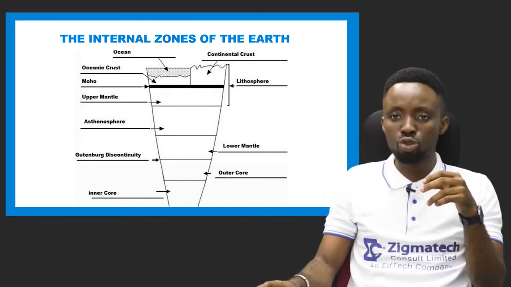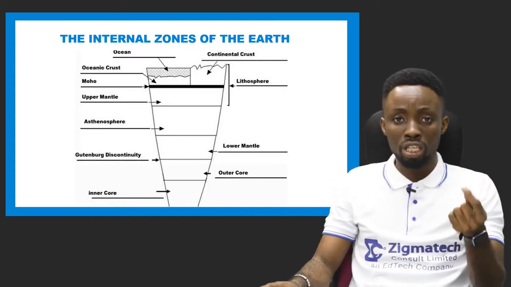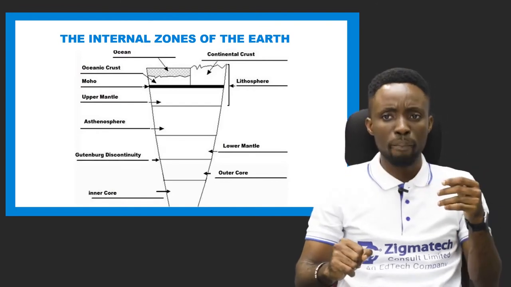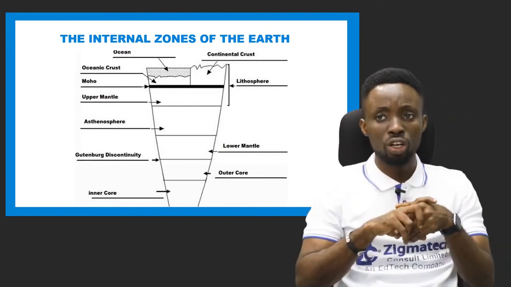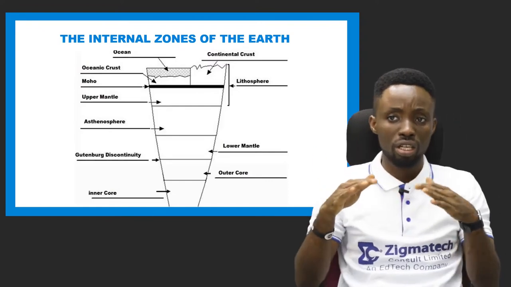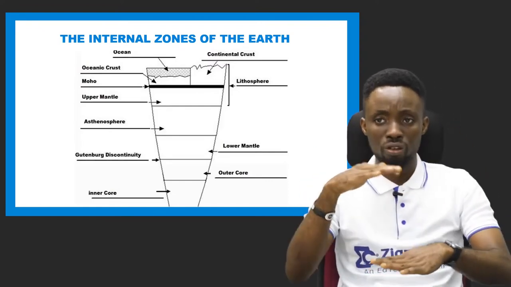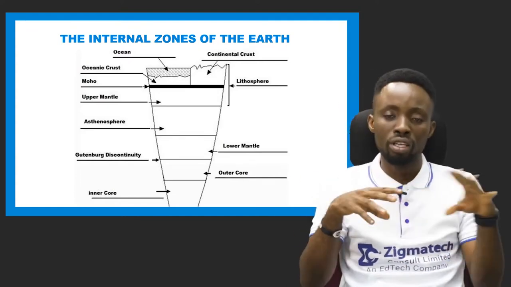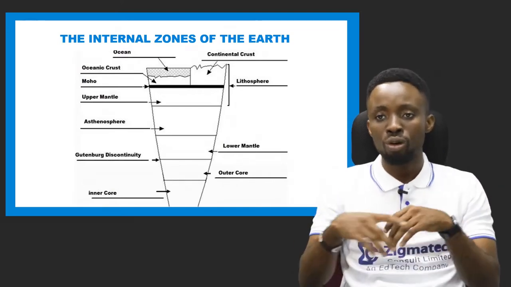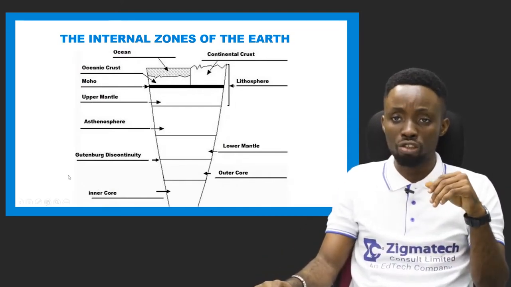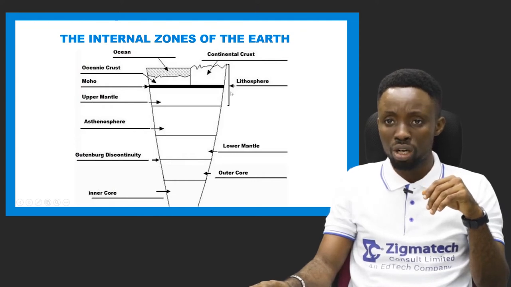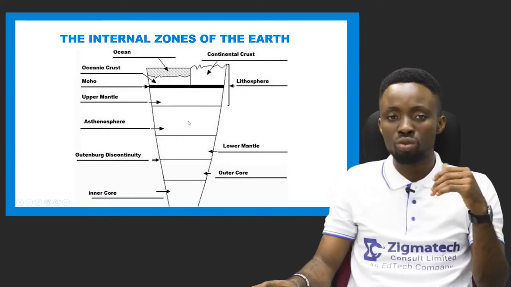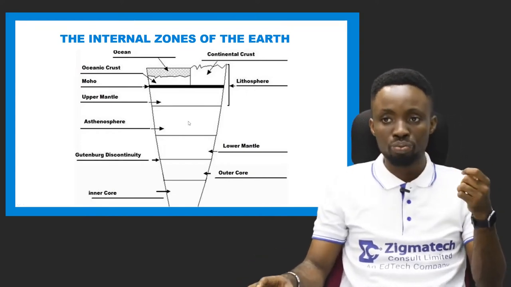So the first two layers are actually called the lithosphere or the earth crust. And the earth crust is actually made up of two layers, which is the oceanic crust and the continental crust. Now, the continental crust, and the oceanic crust down below. Now, the oceanic crust is actually the part where we have the water body and the ground floor. Then after the oceanic crust and the continental crust, which make up the lithosphere, we head straight to the next layer of the earth, which is called the mantle.